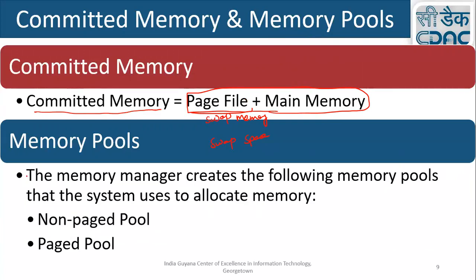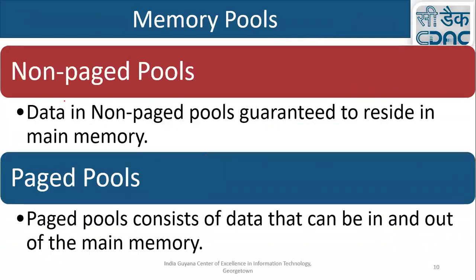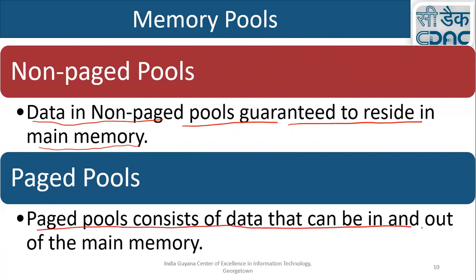Okay, so memory pool. The memory manager creates the following memory pools that the system uses to allocate memory. One is the non-paged pool, another one is the paged pool. Now let's define what these two things are. Non-paged pool means data in the non-paged pool is guaranteed to reside inside your main memory, and the paged pool consists of data that can be moved in and out of the main memory.